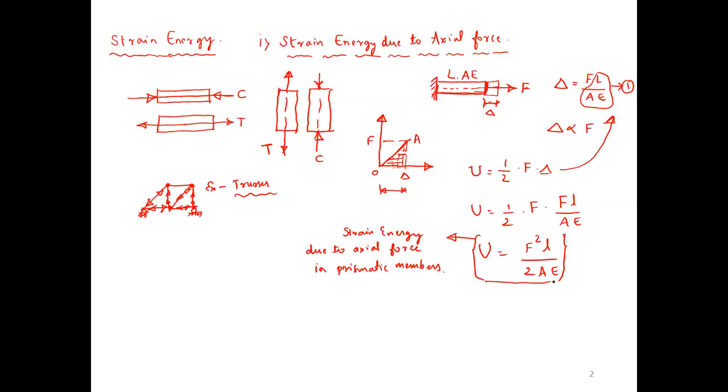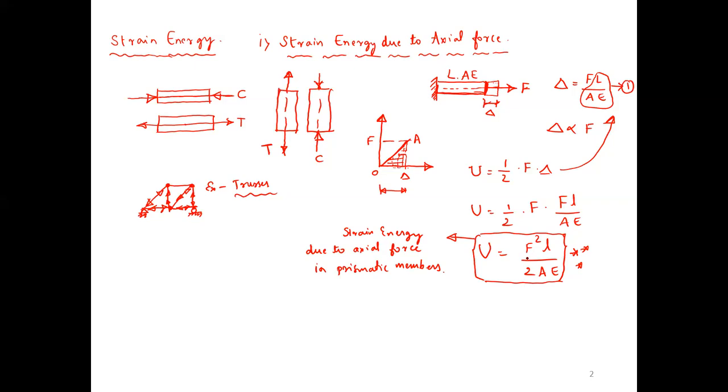Please take a note. Sometimes they will ask a question like, what is the strain energy stored in a truss element, a bar element? They will give different answers like F square L by 3AE, F square L by 4AE, F square L by 2AE. In that case, you have to pick this one, the axial force due to a bar element. Any doubts? No, sir.